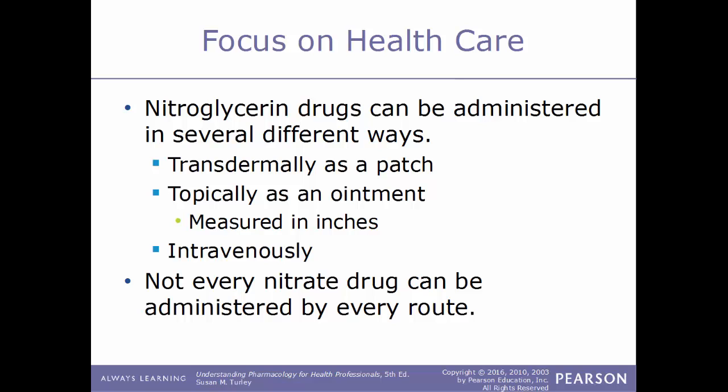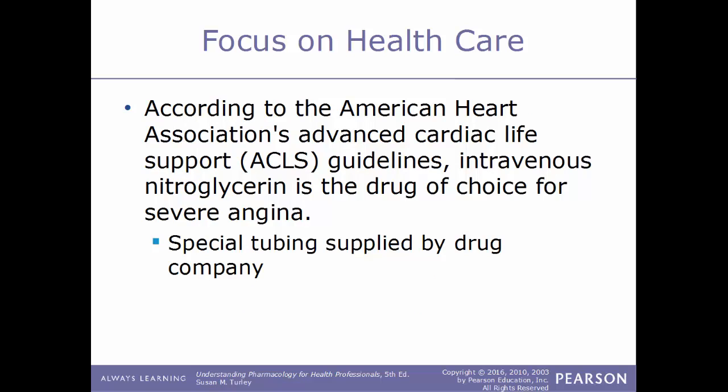This kind of drug would be measured in inches, depending on the size of the patch that's used. And they can also be given intravenously. But not every nitrate drug can be administered by every route. According to the American Heart Association Advanced Cardiac Life Support Guidelines, IV nitroglycerin is the drug of choice for severe angina. And this has to be administered by a special tubing that is supplied by the drug company.